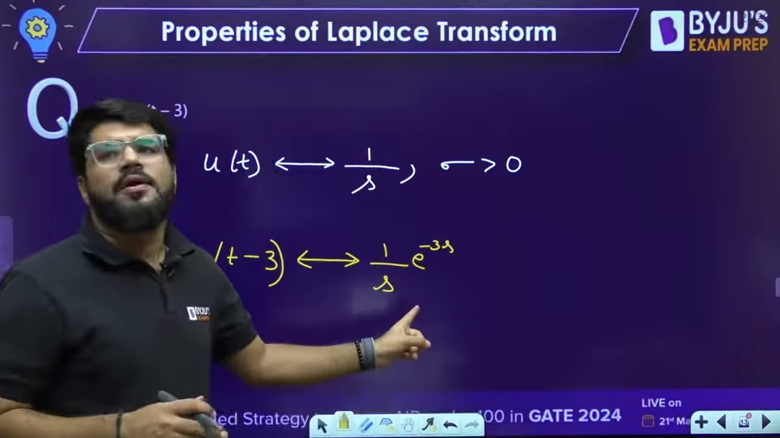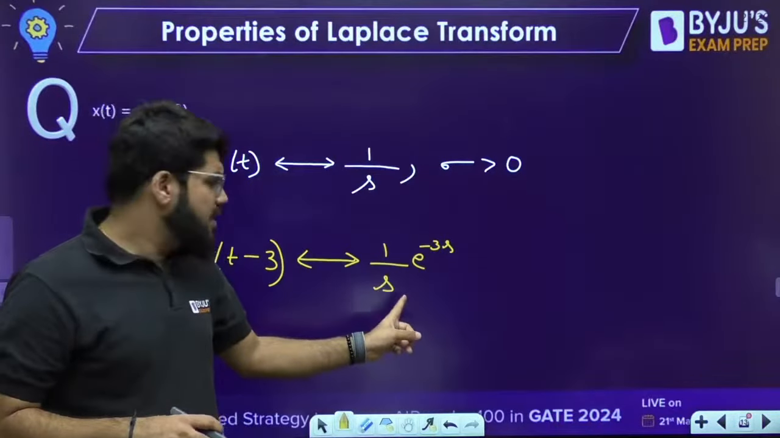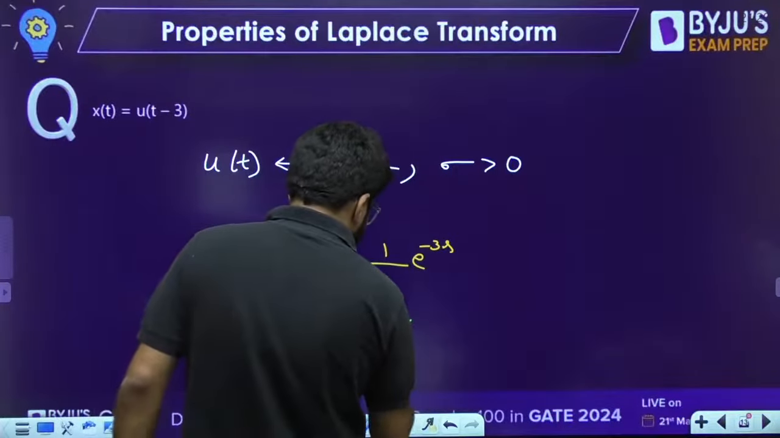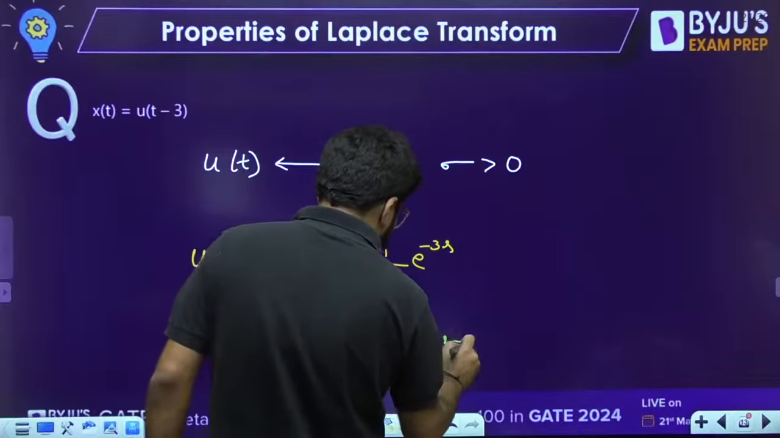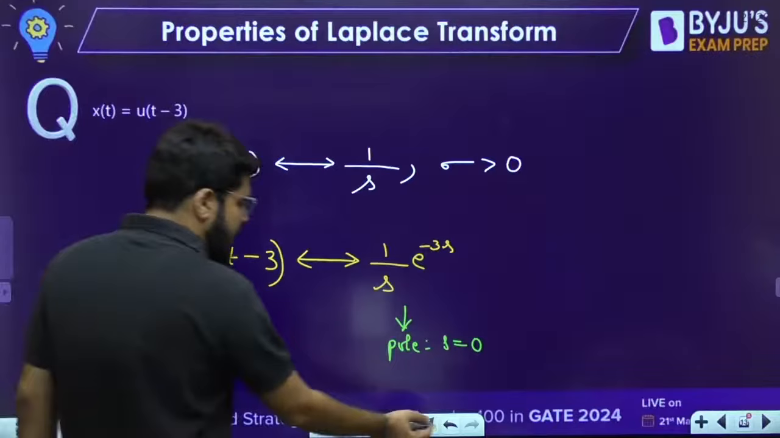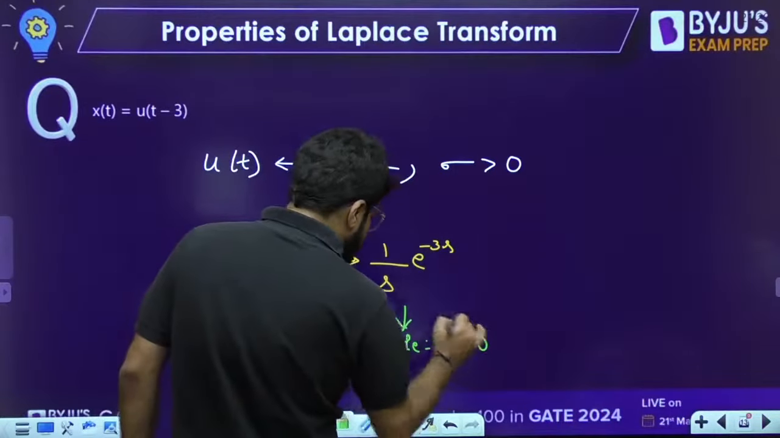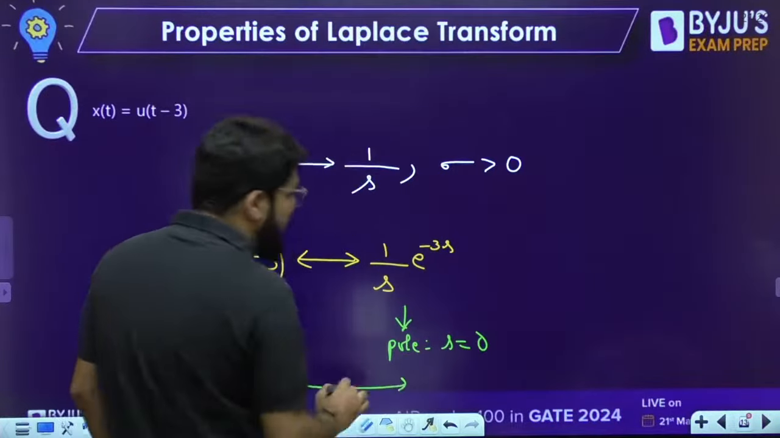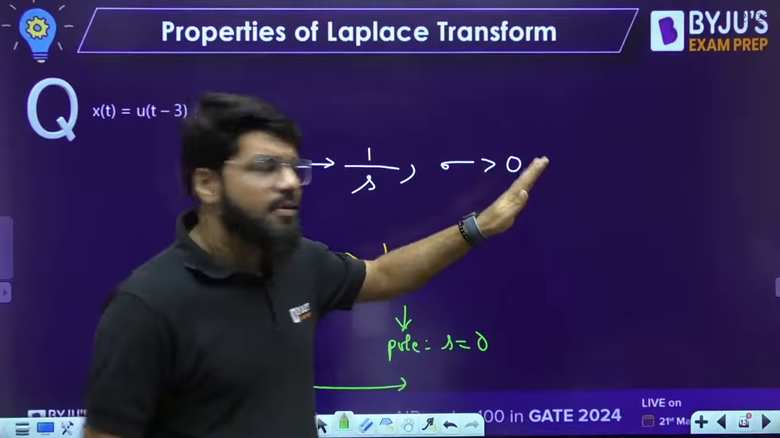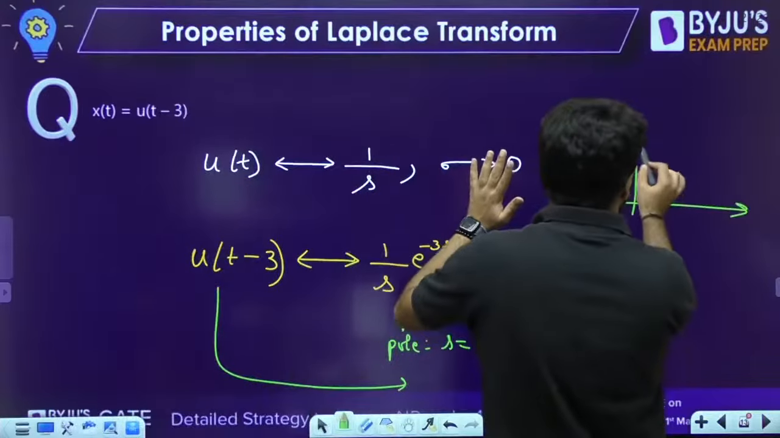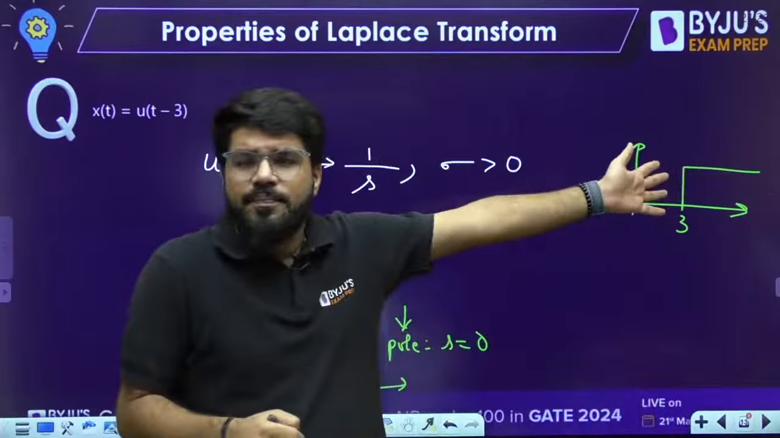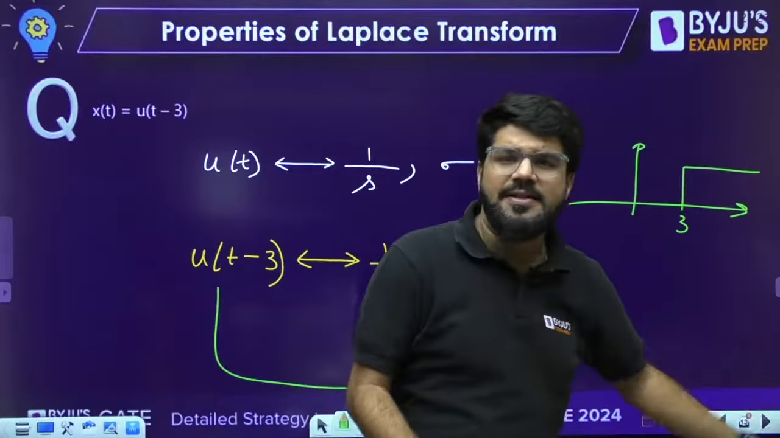What is still the pole? The pole is still s equal to 0, at the origin only. What is the nature of the signal? u(t minus 3) is right shifted, but it is right-sided only. What happens to u(t minus 3)? It starts at t equal to 3, but eventually it is going towards the right. It is a right-sided signal.